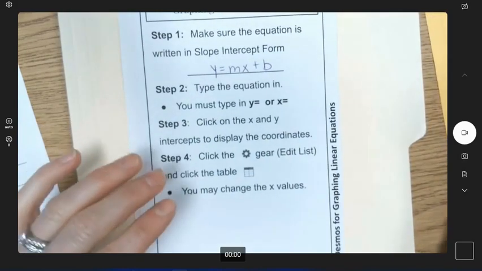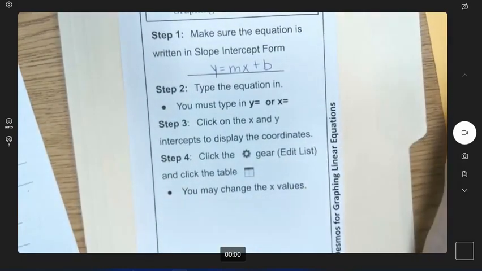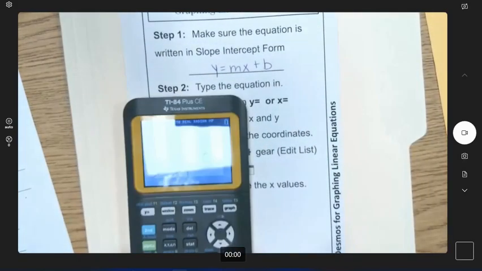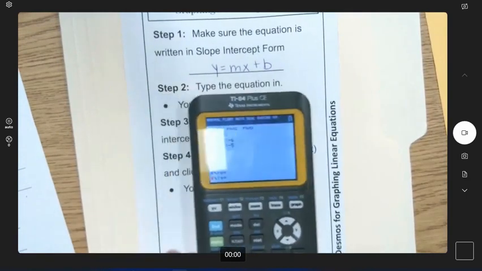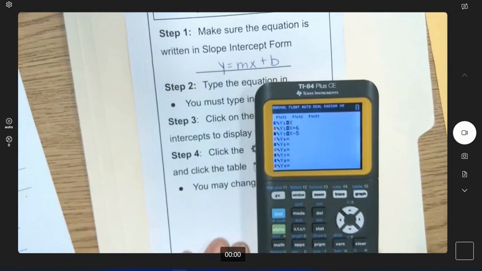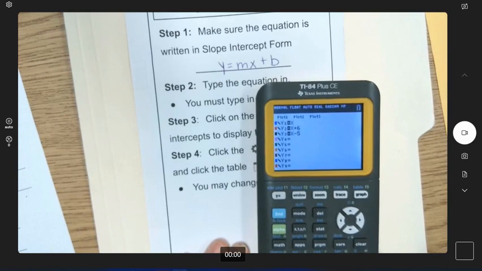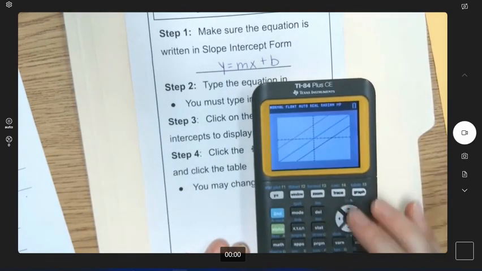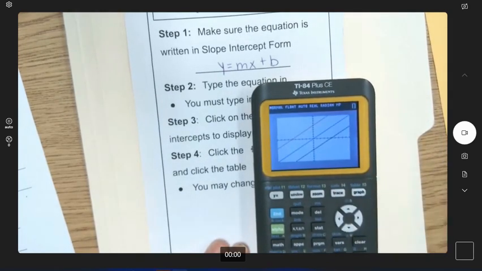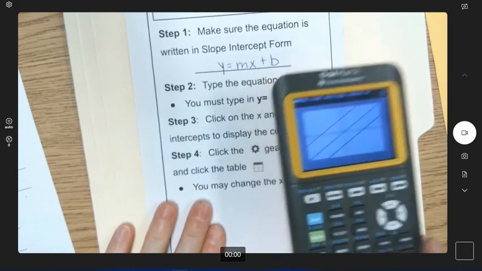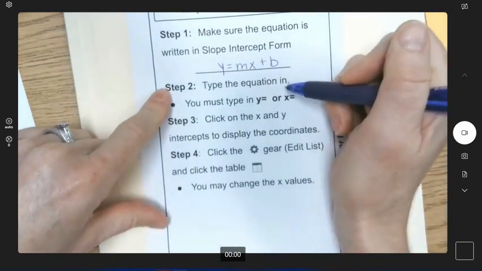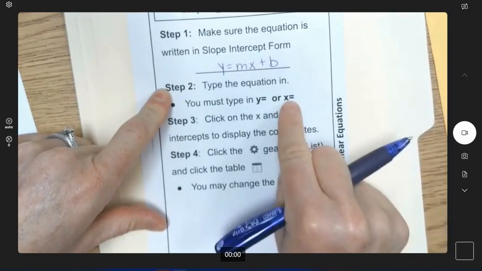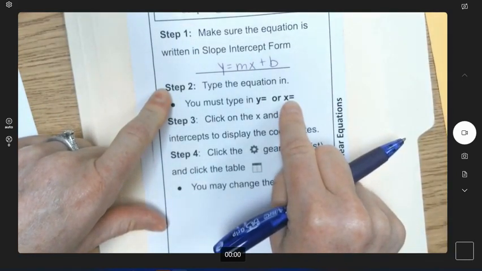So what's helpful about Desmos compared to your calculator? Our calculator has a y equals button. It doesn't have an x equals button. We can't put in vertical lines in here, but Desmos you can, because x equals is, remember, VUX, which is vertical lines. So that's why Desmos is going to be helpful, because of the whole x equals.